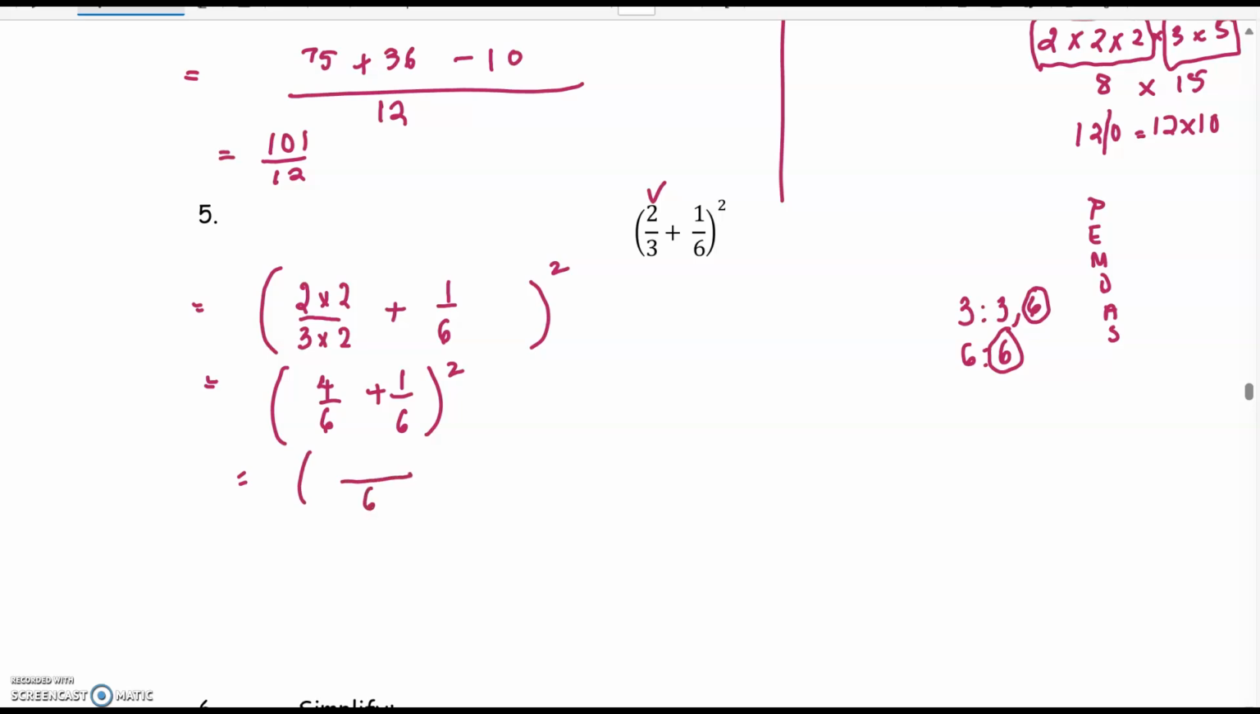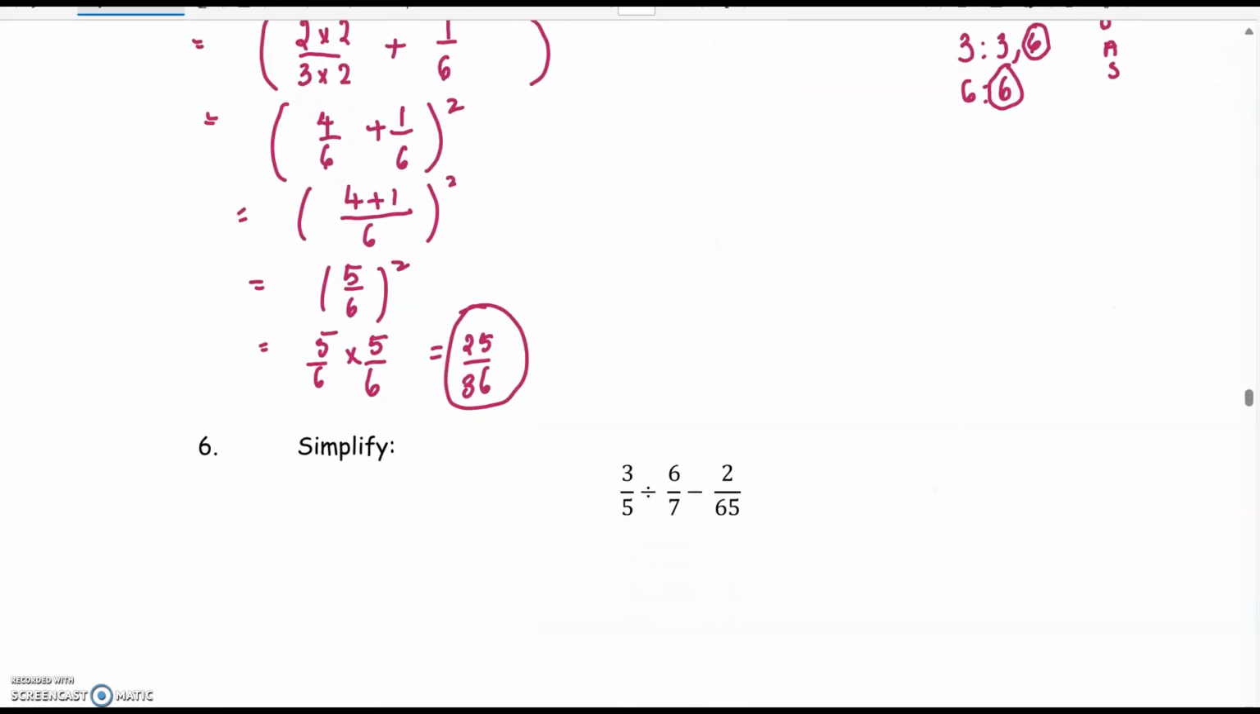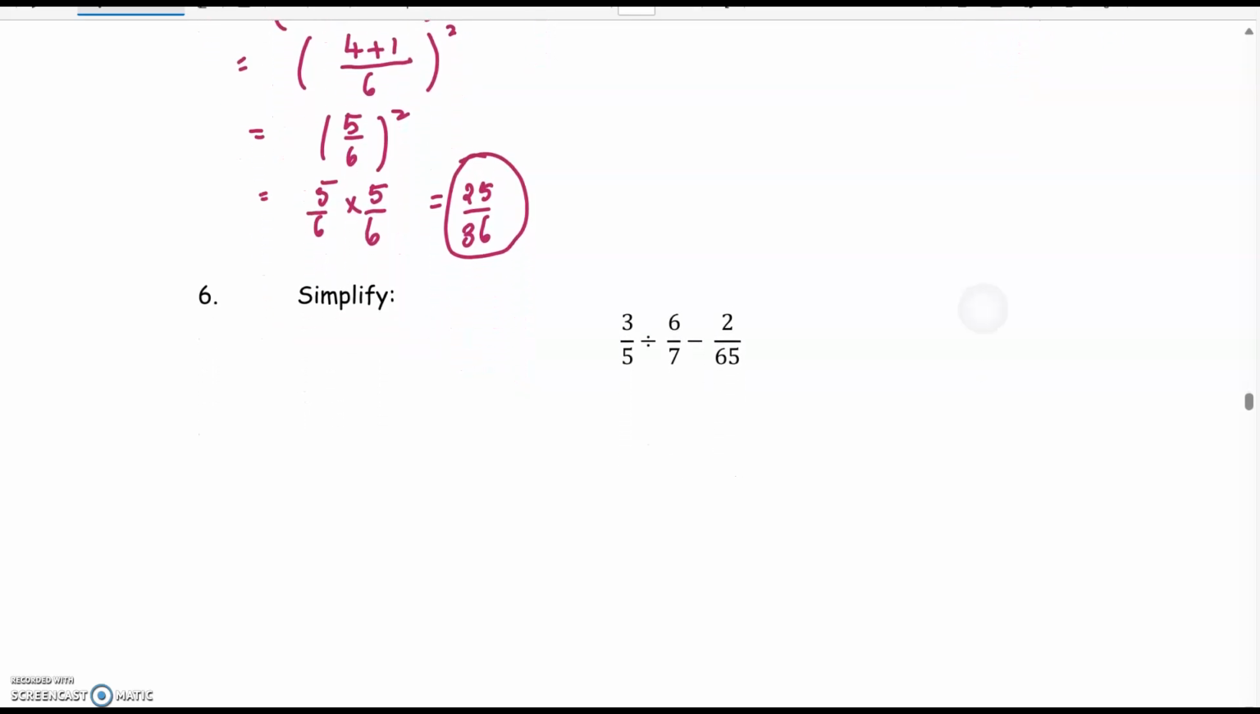We have like fractions now. That was the whole point of taking the LCM. And then we have to add the numerators and then square it. So we have 4 plus 1, 5 over 6, the whole squared, which is 5 over 6 times 5 over 6. The square tells us multiply 5 over 6 by itself twice. So 5 over 6 times 5 over 6, which is 25 over 36. It's in the lowest terms, so we don't need to do much with it. So let's look at the next one.